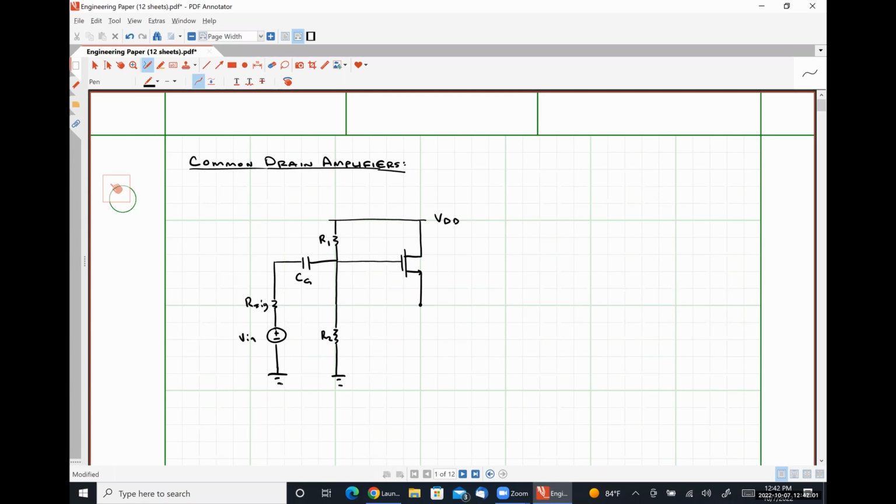And then over here on this side, let's consider that we're biasing it with a current source carrying some current IS. And we will capacitively couple our load. Here's RL, let's call this CS. And then this terminal is where we take our output. So this is our common drain amplifier.